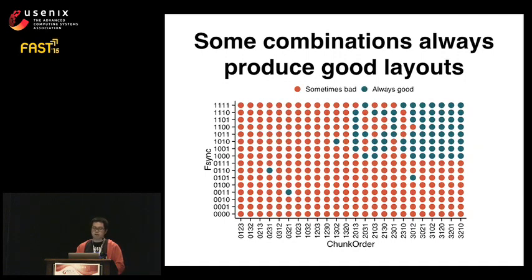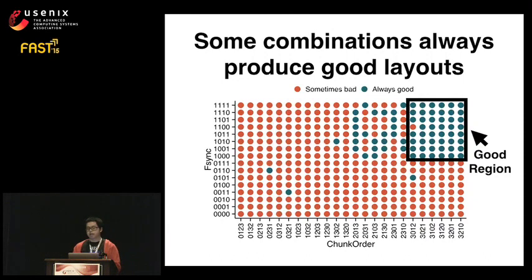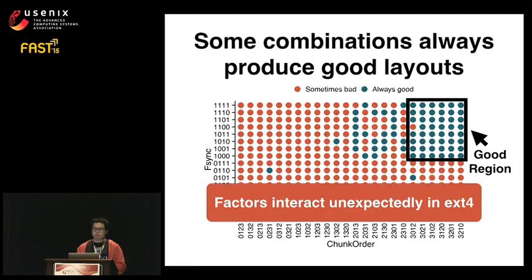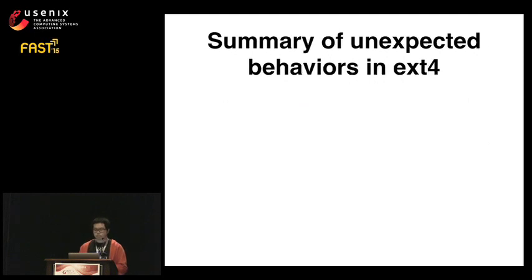By visualizing like this, we find that there's a region that almost always produces good layout. Such analysis tells us factors may interact unexpectedly in ext4. And you'll see this figure later with more details.